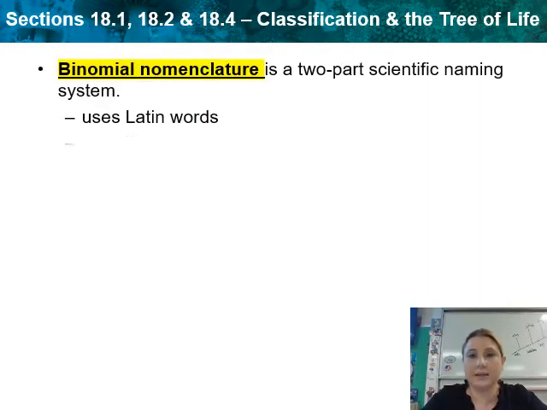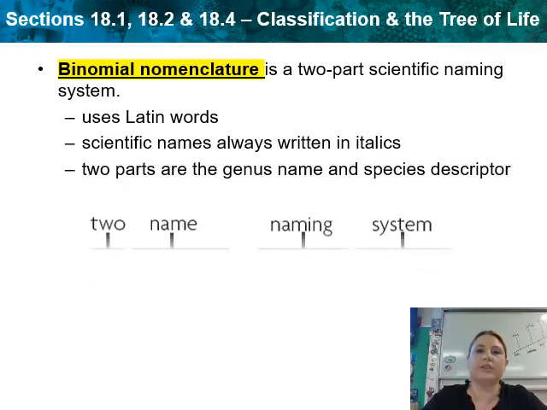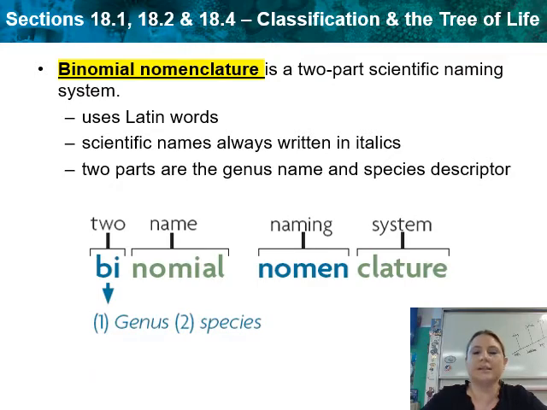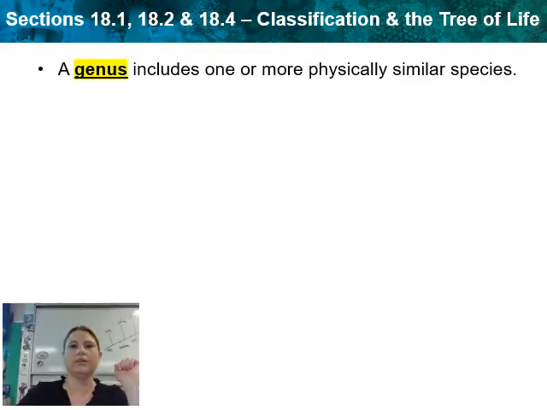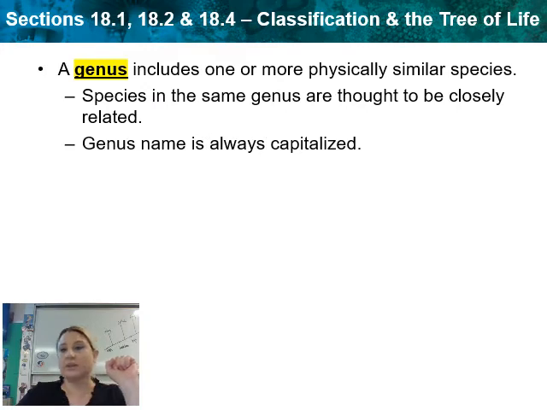Now, as scientists, when we talk about different living things, we use a scientific name. And so binomial nomenclature is a two-part scientific naming system. It uses Latin words, and the scientific names are always written in italics. The two parts of the name are the genus and then the species descriptor. The genus includes one or more physically similar species, and species in the same genus are thought to be closely related.